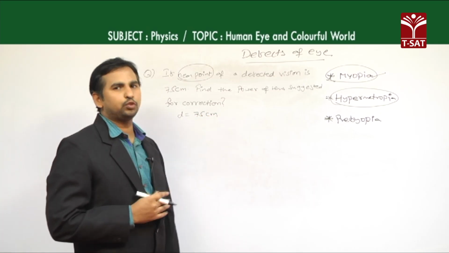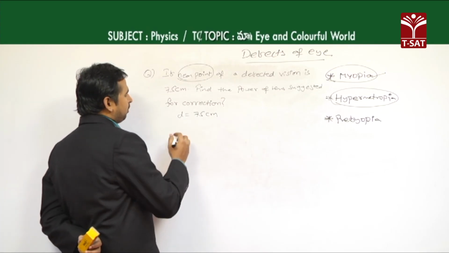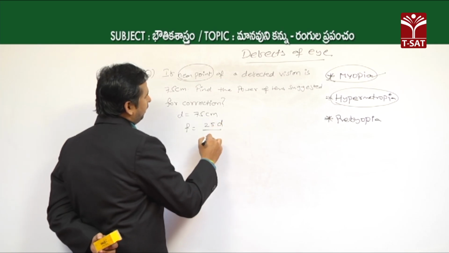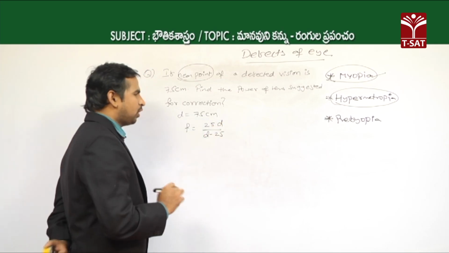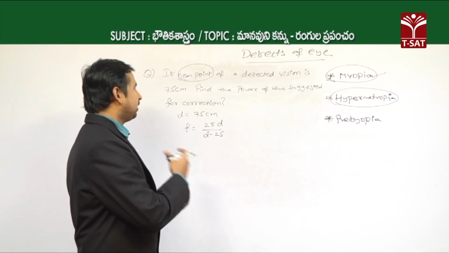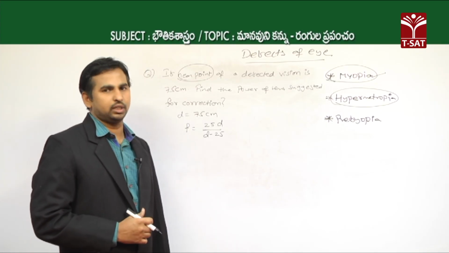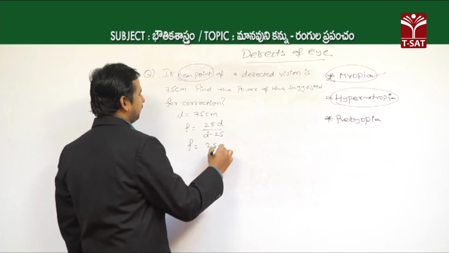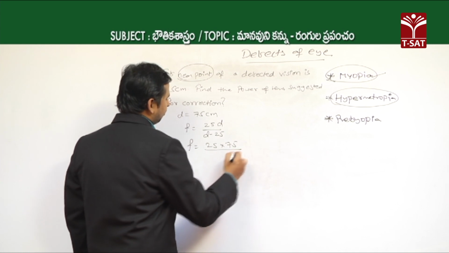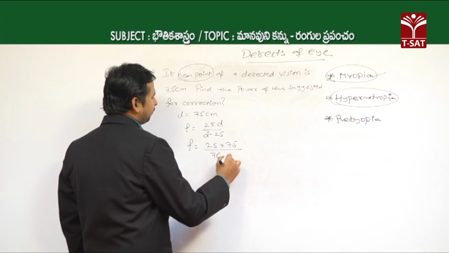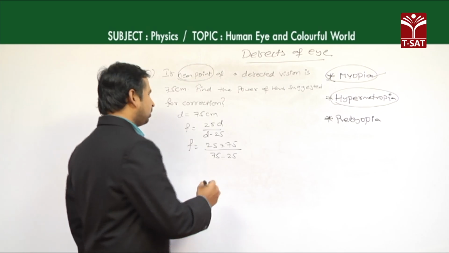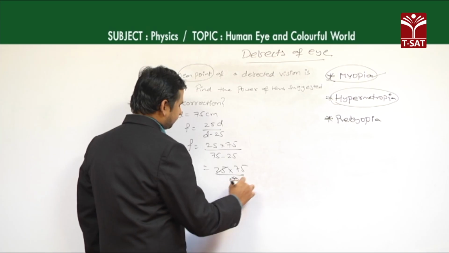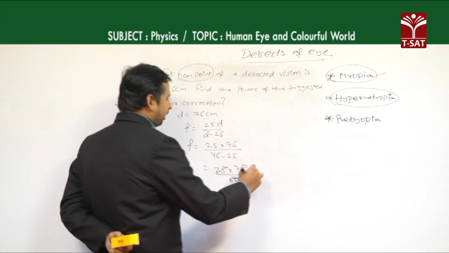Then the suggested focal length is f = 25d/(d - 25). This is the formula to find the suggested focal length when the person is affected with hypermetropia. If you take the suggested focal length, f = 25 times d, which is 75 centimeters, divided by d minus 25, which is 75 minus 25. Then it becomes 25 into 75 by 50, so we get 75 by 2.